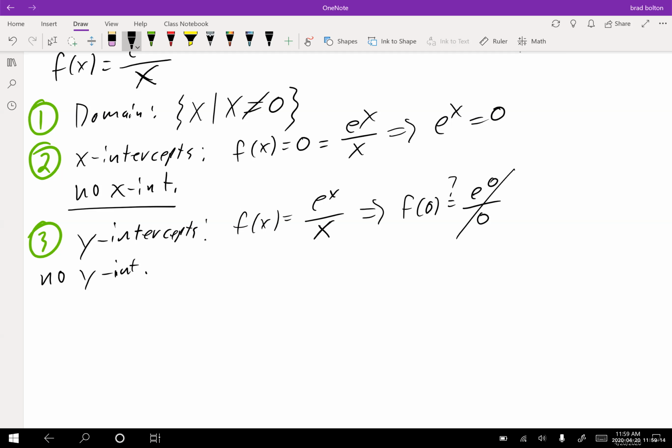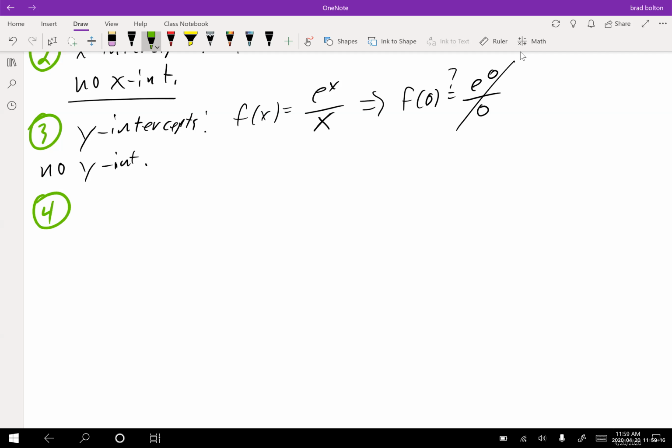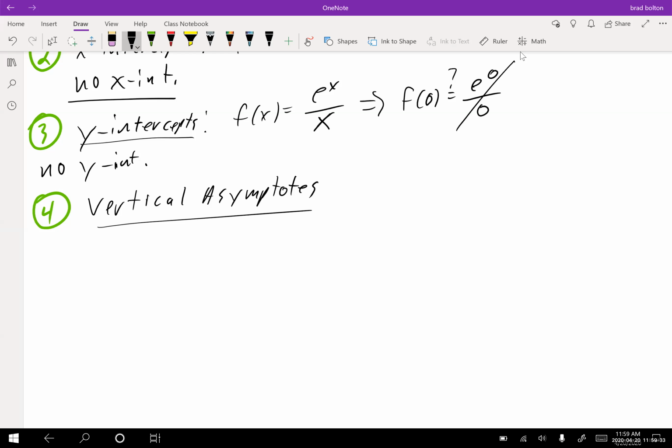Okay, so now we're going to go to the fourth thing. The fourth thing they want to know is vertical asymptotes. So you guys remember from the previous chapter on limits, from chapter, geez, that was chapter 2. Vertical asymptotes we can find by looking at what values in the denominator could cause the problem to be undefined.